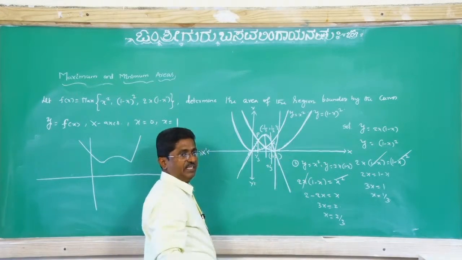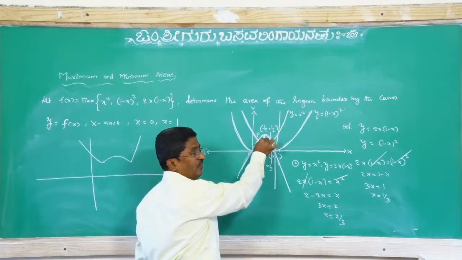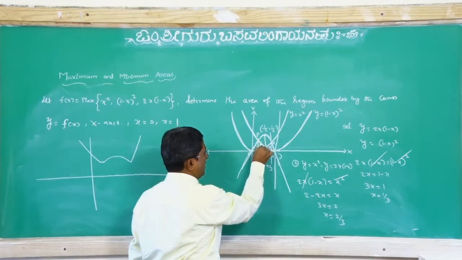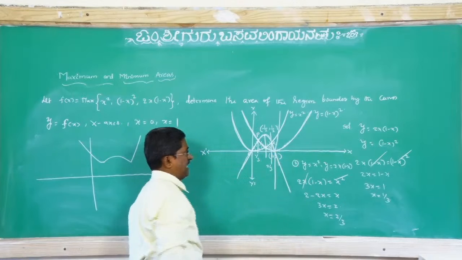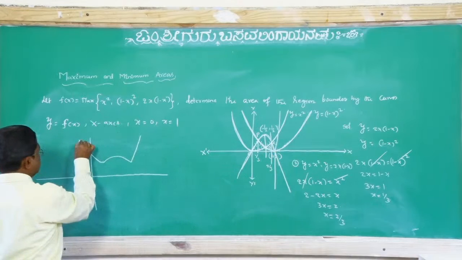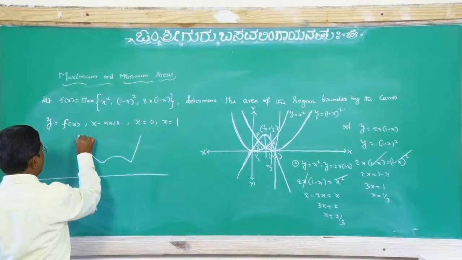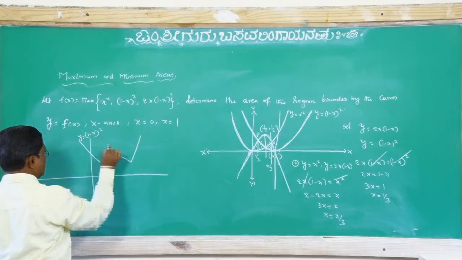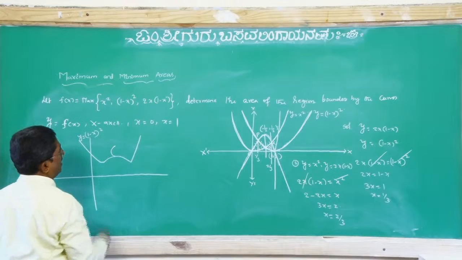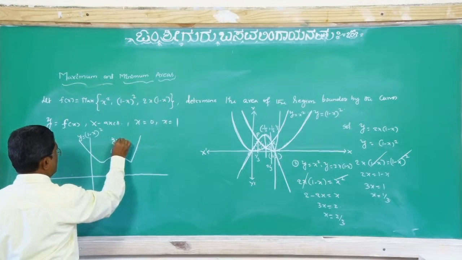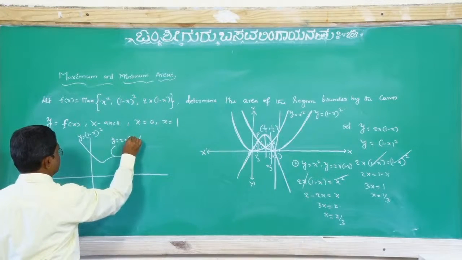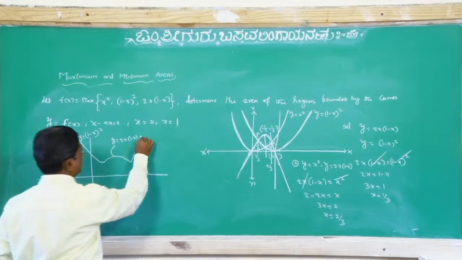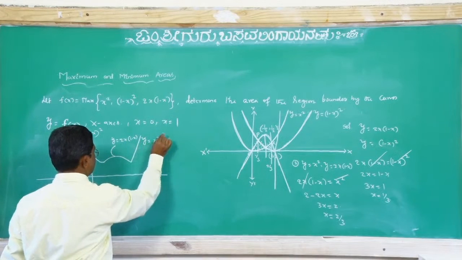Out of these three, which one is the maximum area? Downward parabola. The minimum portion areas are cut and thrown outside. So this graph is y is equal to (1 minus x) whole square, and this portion of the area is y is equal to 2x into (1 minus x). What about this one? y is equal to x square, right?